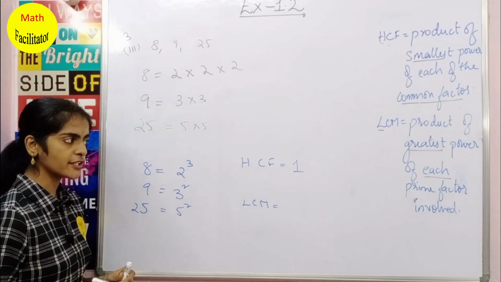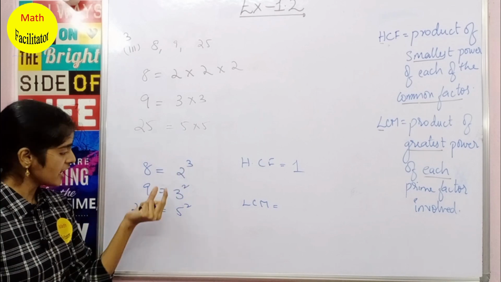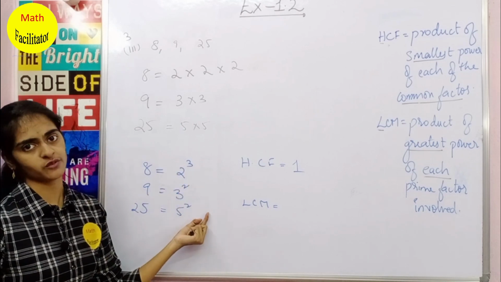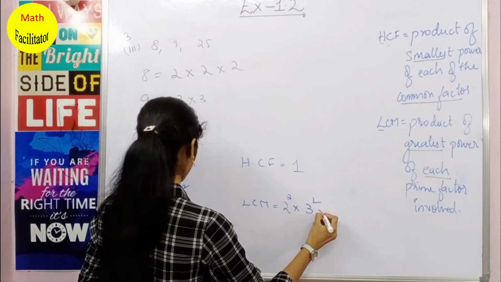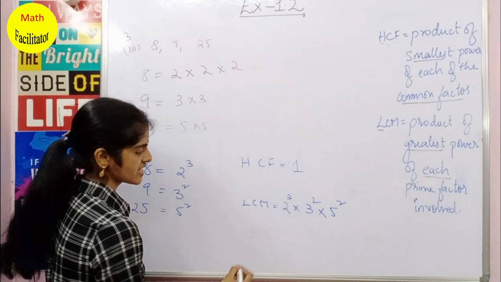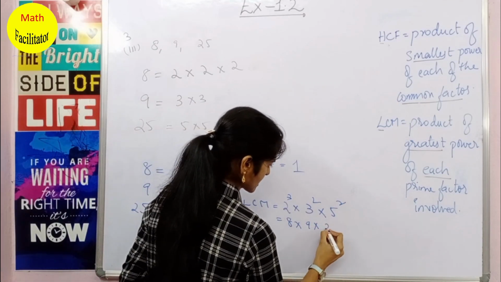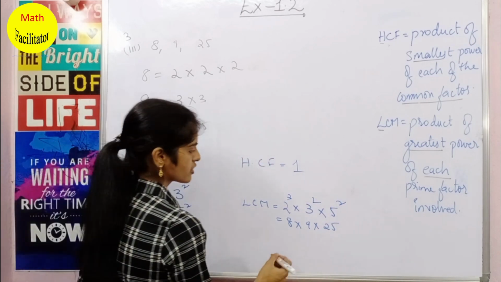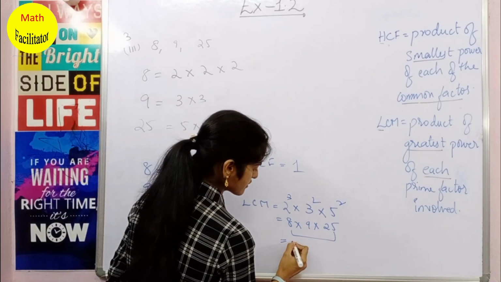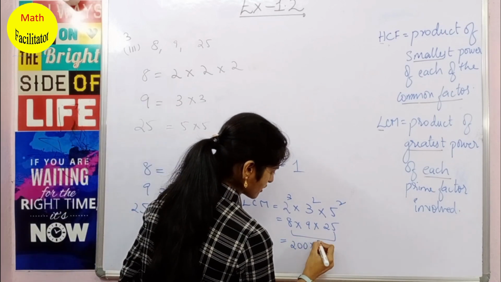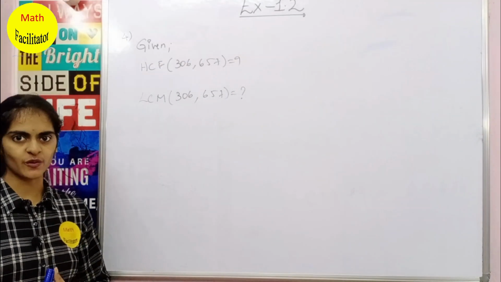Now what about LCM? I told you, you will consider each of the prime factors. That means you will consider the 2 cube, you will consider 3 square, you will also consider 5 square. So let me write it here. It is 2 cube into 3 square multiplied by 5 square, which is nothing but 2 cube is 8 multiplied by 3 square is 9 multiplied by 5 square is 25. So 25 eight times gives you 200, and you have 9, so this gives you 1800. Understood? Moving on to the next question.